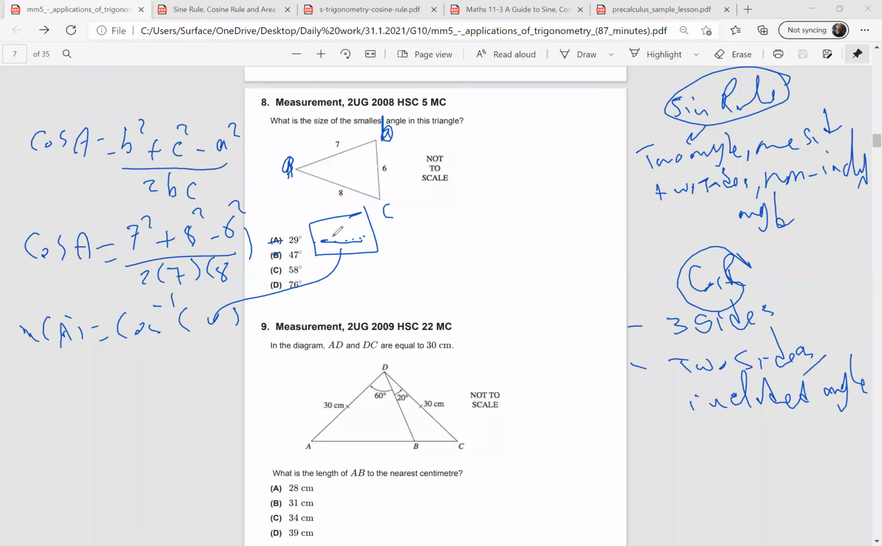Is the smallest angle with the smallest side, the middle angle with the middle side, and the largest angle with the largest side? Yes. We need the smallest angle. Then we need the angle opposite to the smallest side.